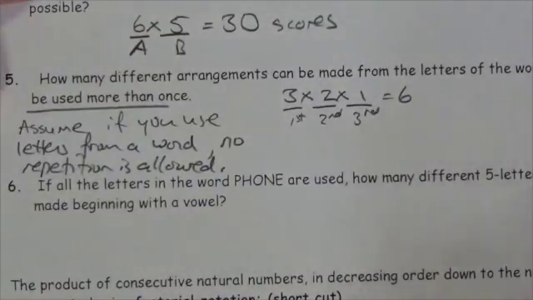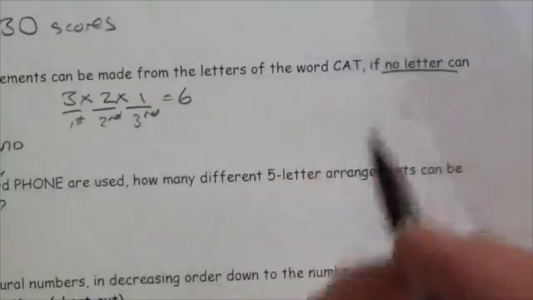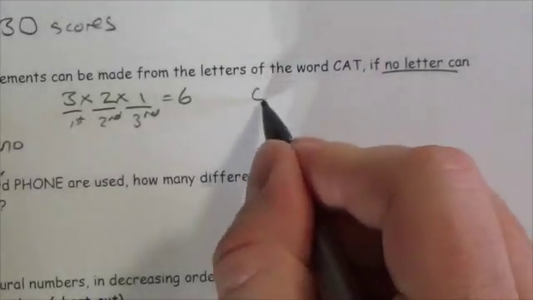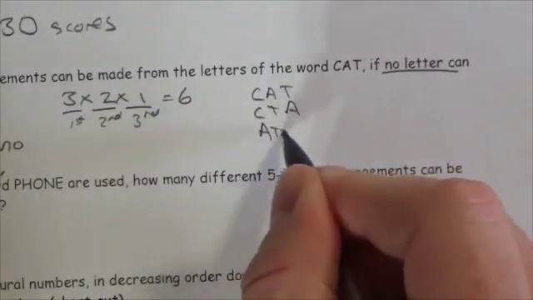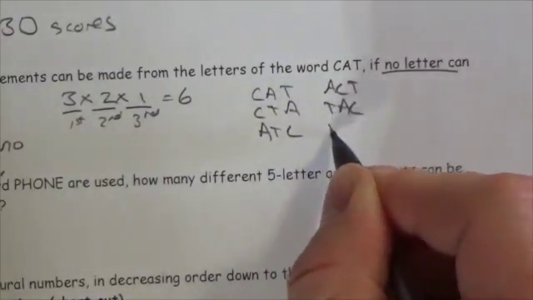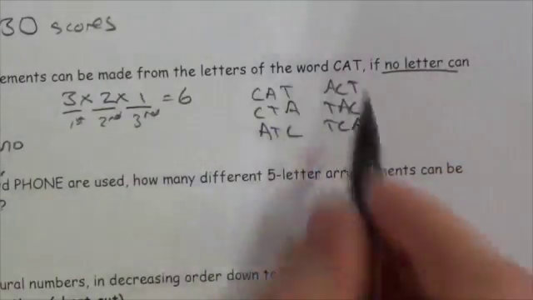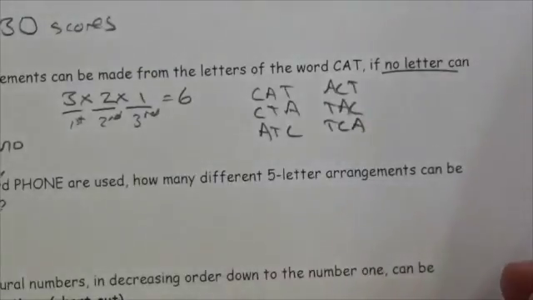Now, in this particular case, because the number of options is relatively small, I could actually show you all of these. It could have been CAT, CTA, ATC, ACT, TAC, TCA. And those are all 6 of the different arrangements of the letters in the word cat.